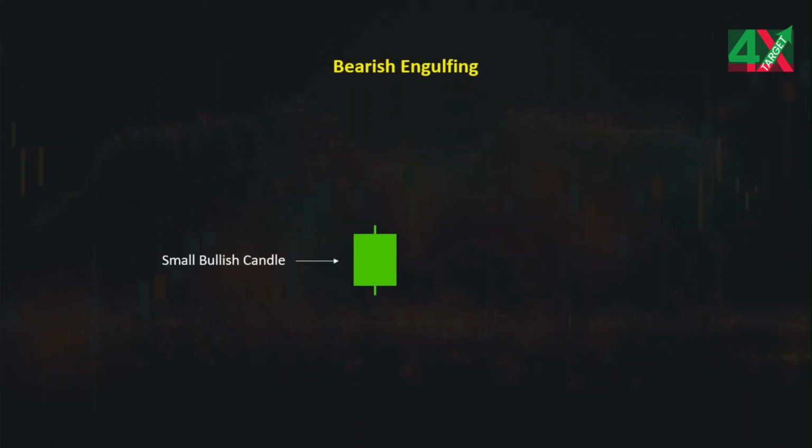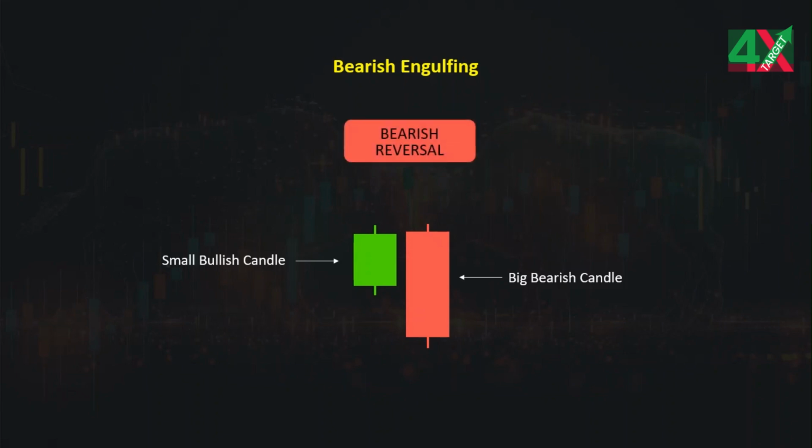Next, we have the bearish engulfing pattern. This pattern is the opposite of the bullish engulfing. It forms when a small bullish candle is followed by a larger bearish candle that completely engulfs the body of the previous candle. When it appears at the top of an uptrend, it signals that buying momentum is fading and sellers are stepping in with strength. The dominance of the bearish candle reflects a potential bearish reversal, often leading to a downward move in price. Traders look for this pattern near resistance levels or after a prolonged rally to anticipate a possible trend reversal to the downside.